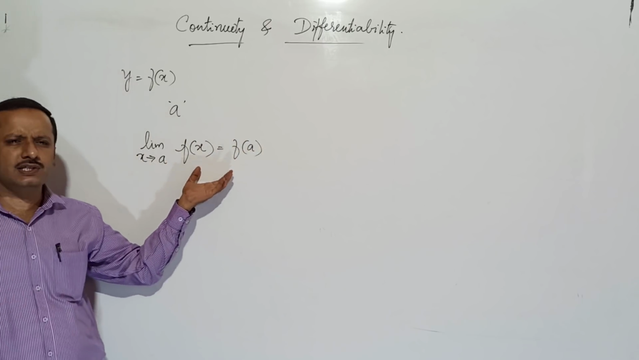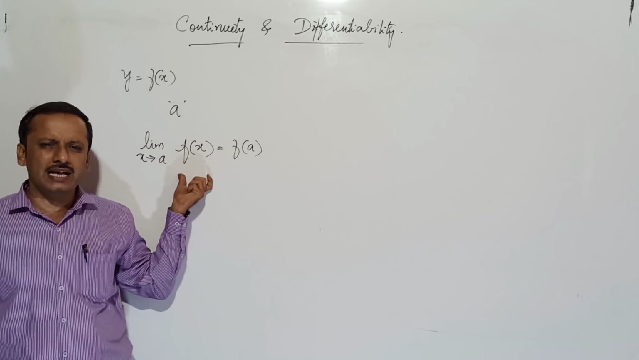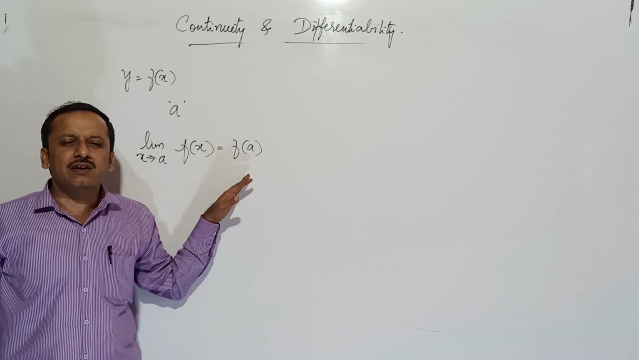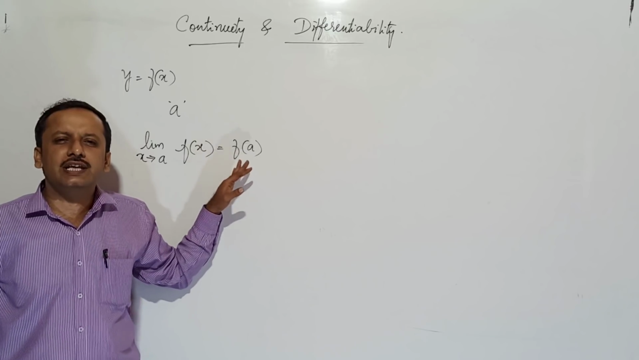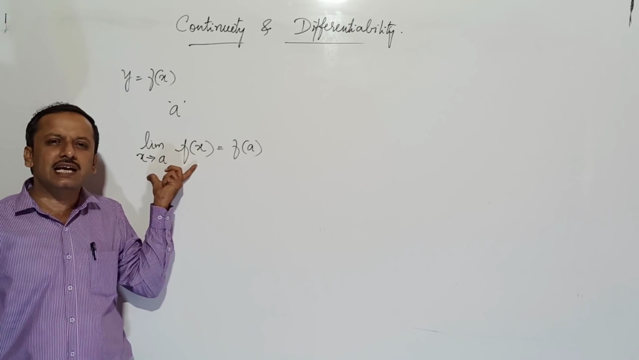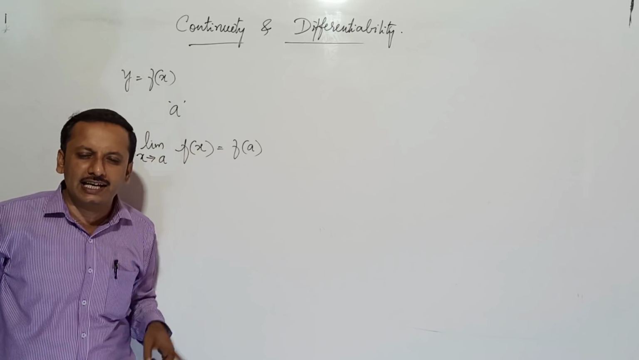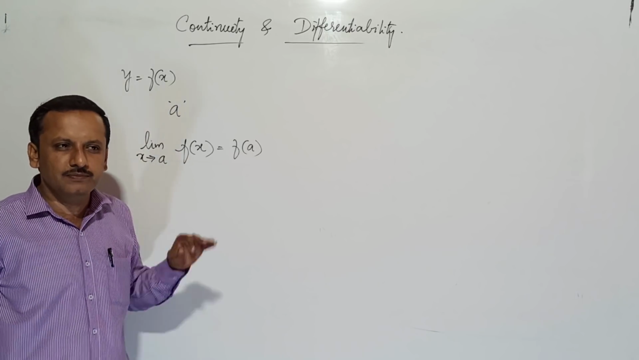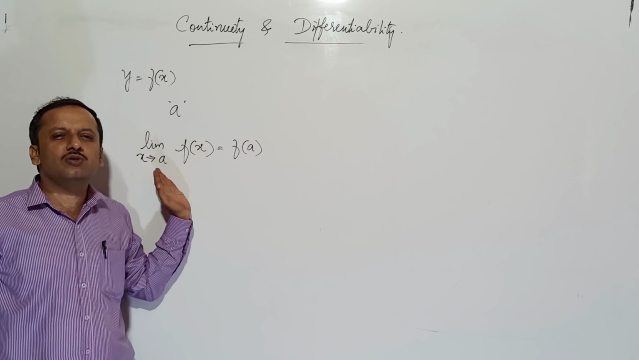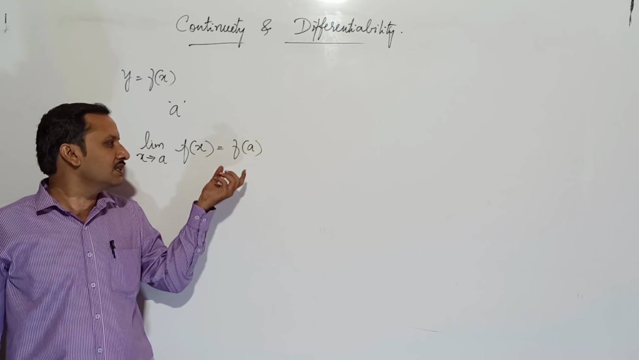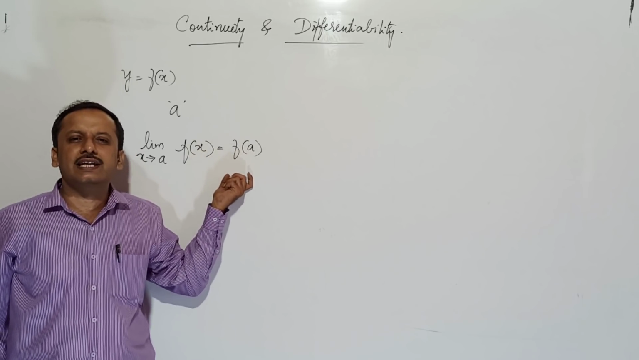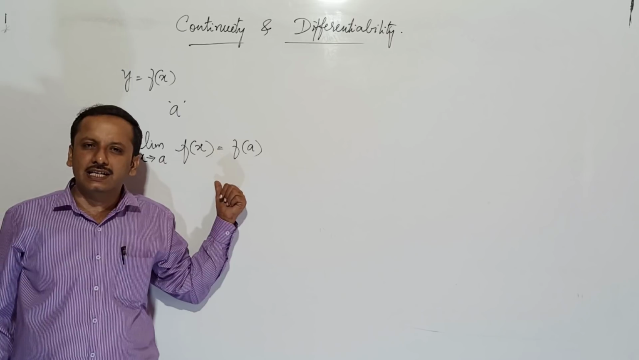If this happens, that is, the limit of the function exists as x approaches a, and it is equal to f of a, the value of the function at x equal to a, then they are equal. When I say this limit exists, as we already know, the left hand limit must exist, the right hand limit must exist, and they should be equal. Then only we can say this limit exists. And in addition, it should also be equal to the functional value, the value of the function f of x at x equal to a. If that happens, then we say that the function is continuous at x equal to a.